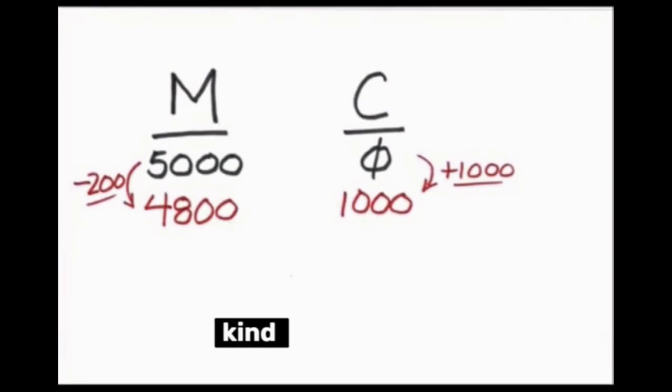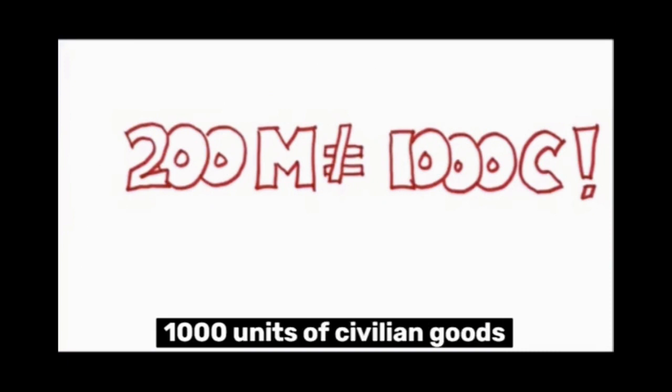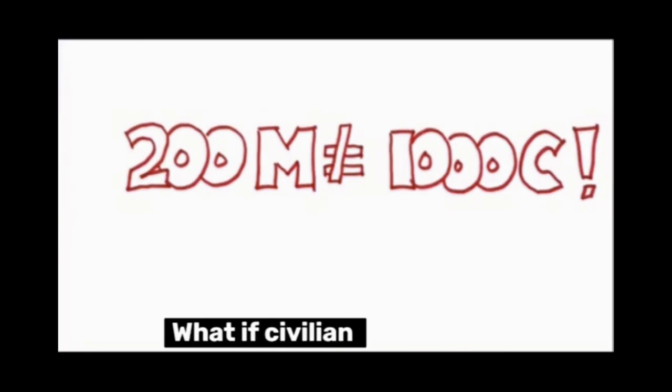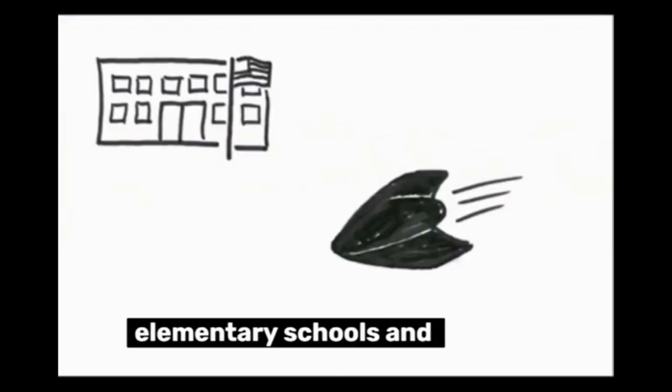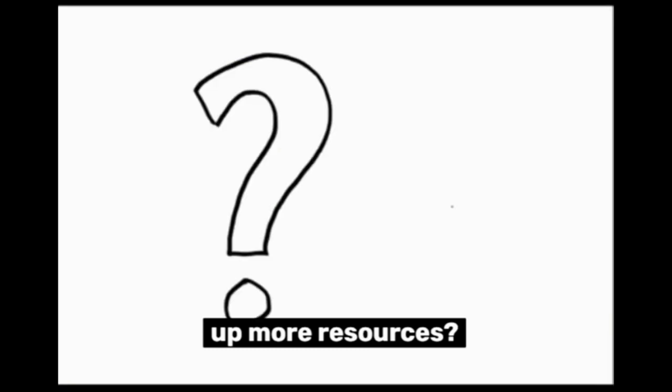What's that? You think I've made some kind of a mistake? How could I possibly gain 1,000 units of civilian goods and only sacrifice or have an opportunity cost of 200 units of military goods? Well, consider this. What if civilian represents elementary schools and military is stealth bombers? Which one do you think takes up more resources?